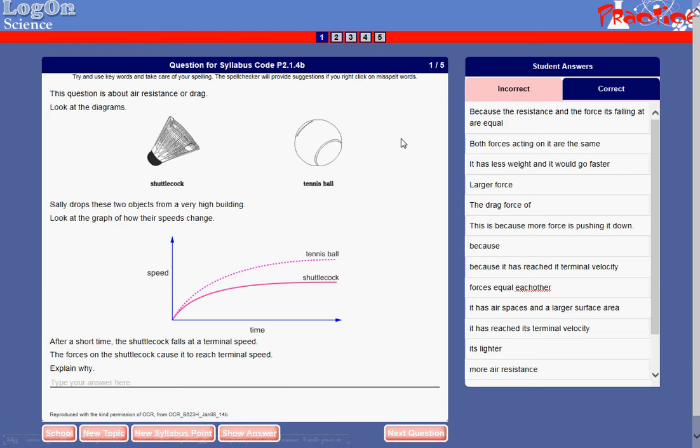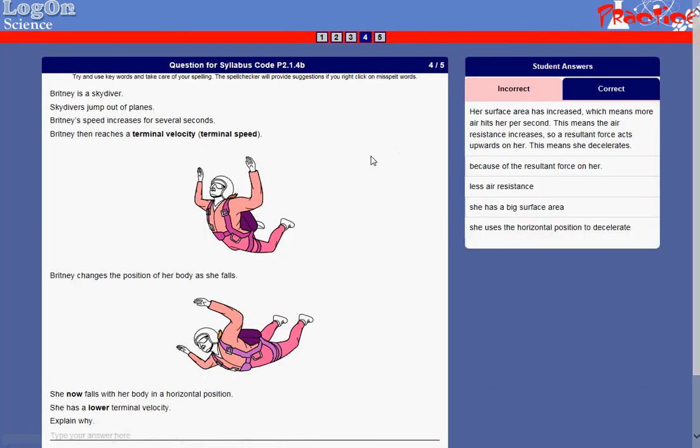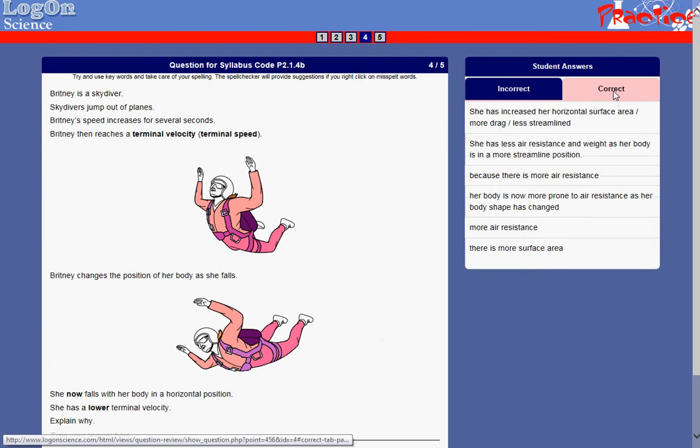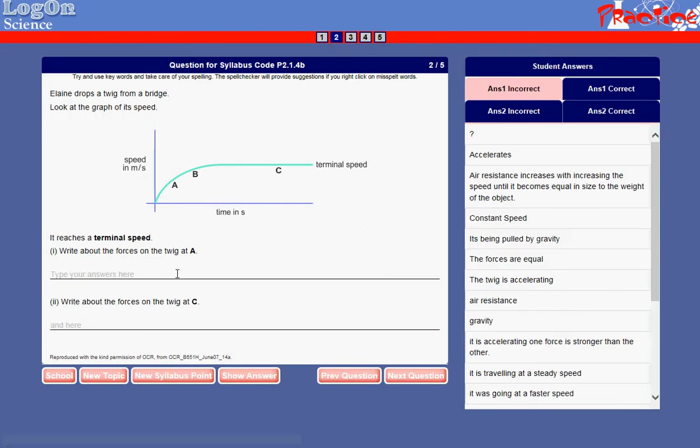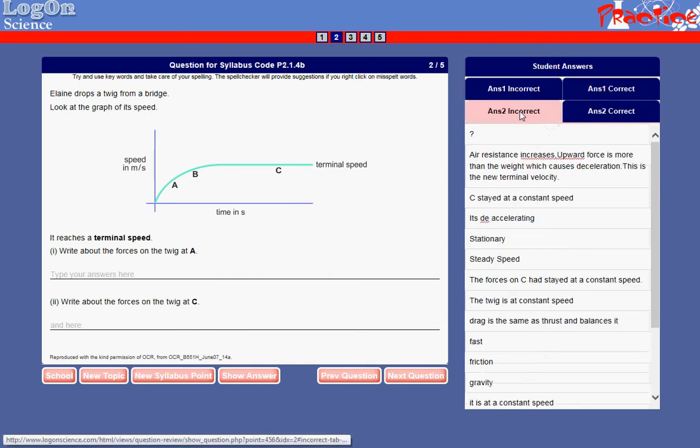Let's go and have a quick look at another question. So we go and look at that one, so I can go around different questions. So this one's really changing the air resistance. So these are ones that have been marked as incorrect, and these are correct, and so on. Let me just look at the last one, because I think it's a... No, it wasn't. It was the second one. So this one has 2 answers, and therefore there are 2 sets of tabs, one for answer 1 and one for answer 2.